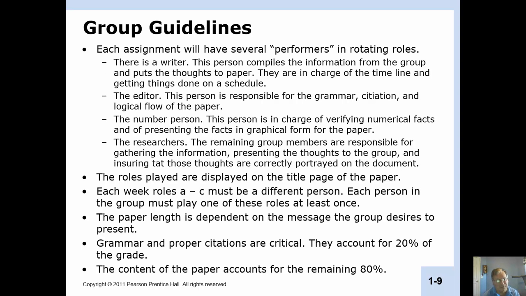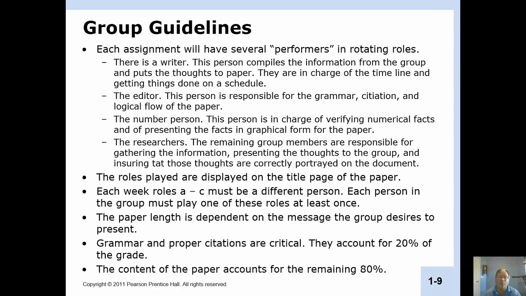What are the guidelines for group work? Each assignment will have several, in quotes here, performers in rotating roles. There'll be a writer, a person who compiles the information from the group and puts the thoughts to paper. They're in charge of the timeline and getting things done on schedule. The editor is a person that's responsible for the grammar, citations, and the logical flow of the paper. Now, we have to keep in mind that after the writer has written the paper, there must be time left for the editor to do their job.